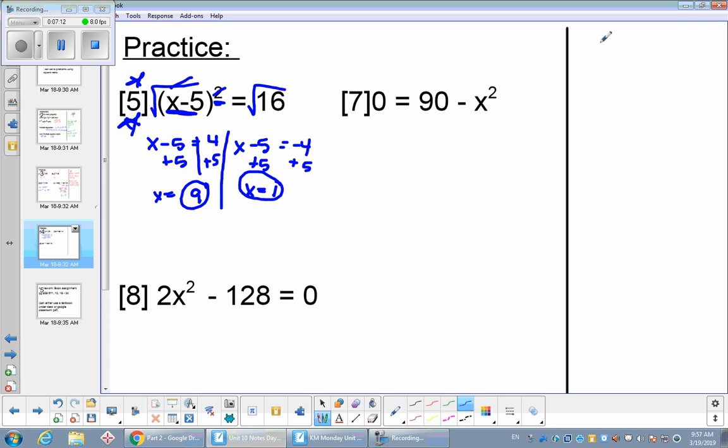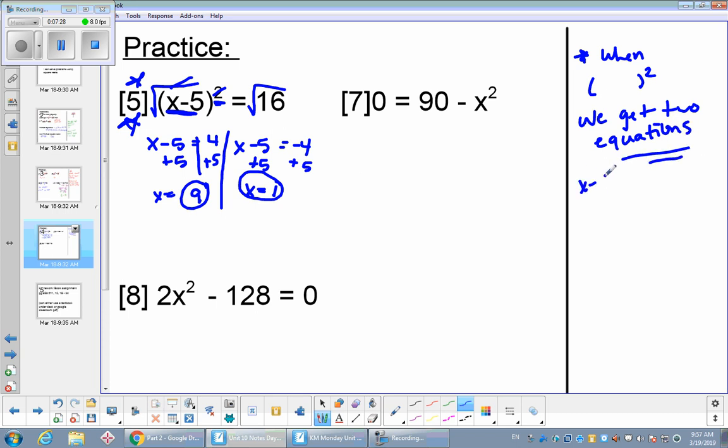So whenever there are parentheses, let's make a note. When there are parentheses squared, we get 2 equations. All right, so you need to set it up as x minus 5 equals and x minus 5 equals, and there's still some solving to do then in order to get that, all right?